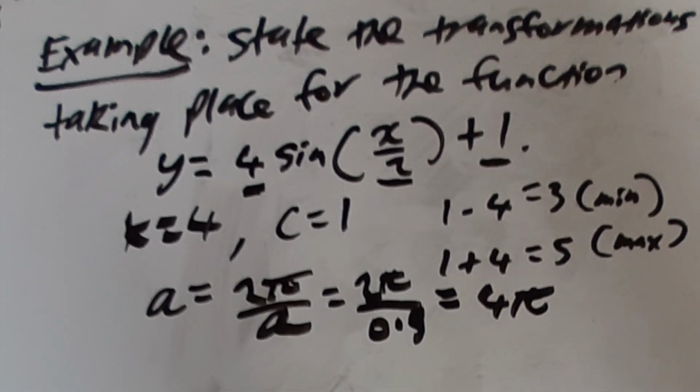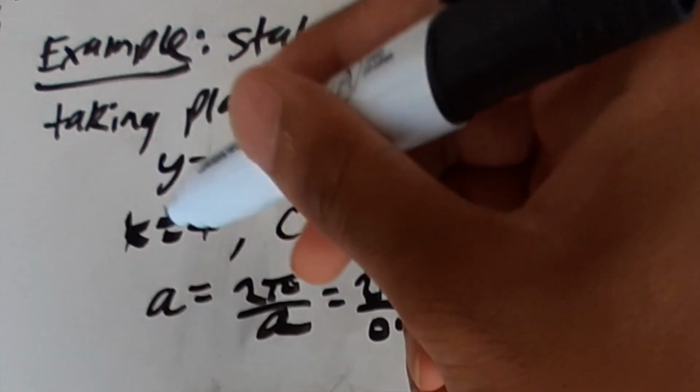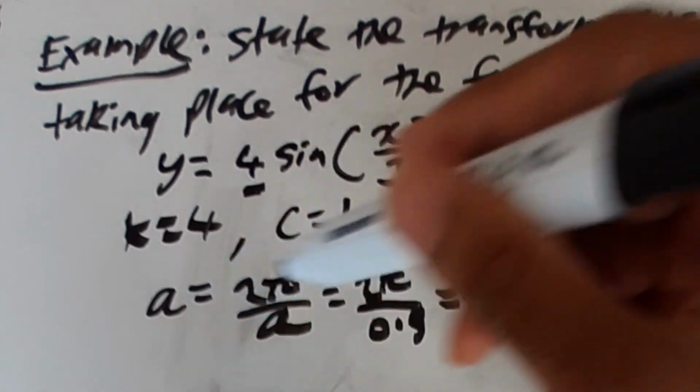Also, there is no phase shift, therefore no horizontal translation taking place. So these are the transformations that take place: k equal to 4, c equal to 1, and a equal to 4 pi. I hope you have gained a solid understanding of transformations of trigonometric functions.